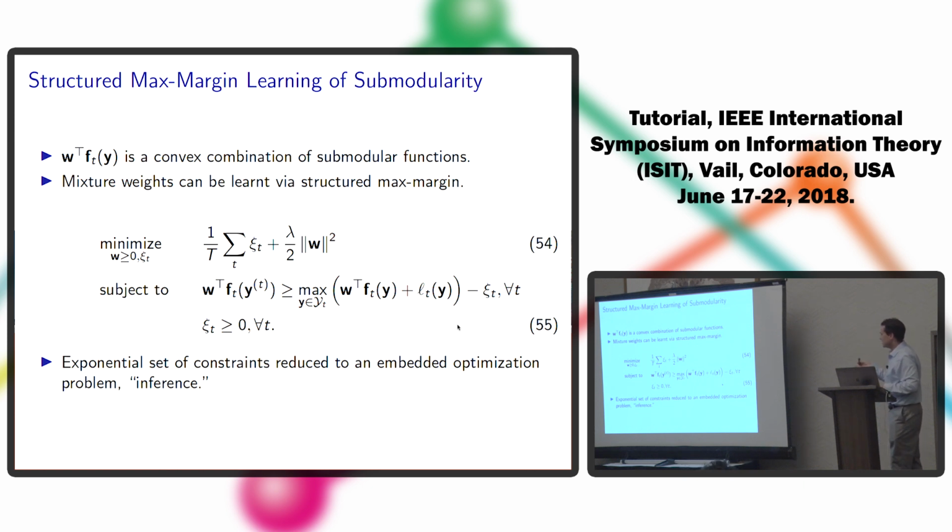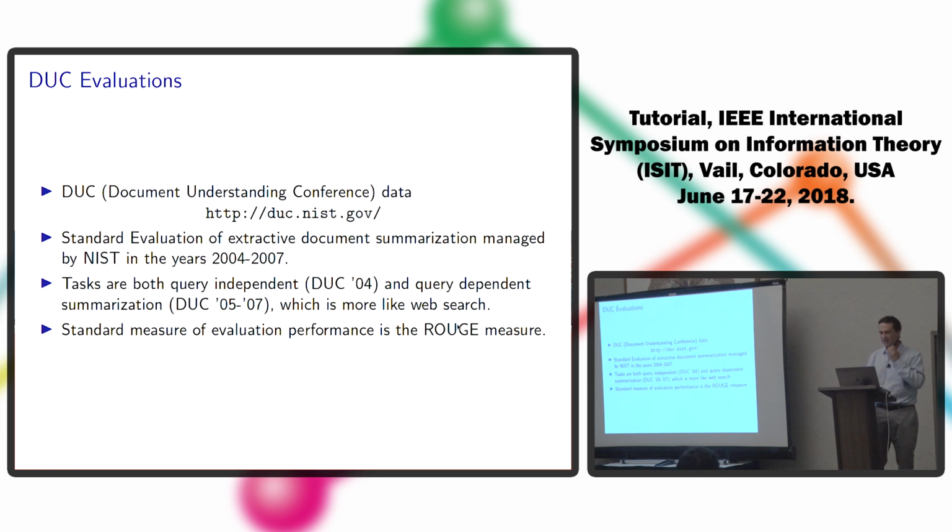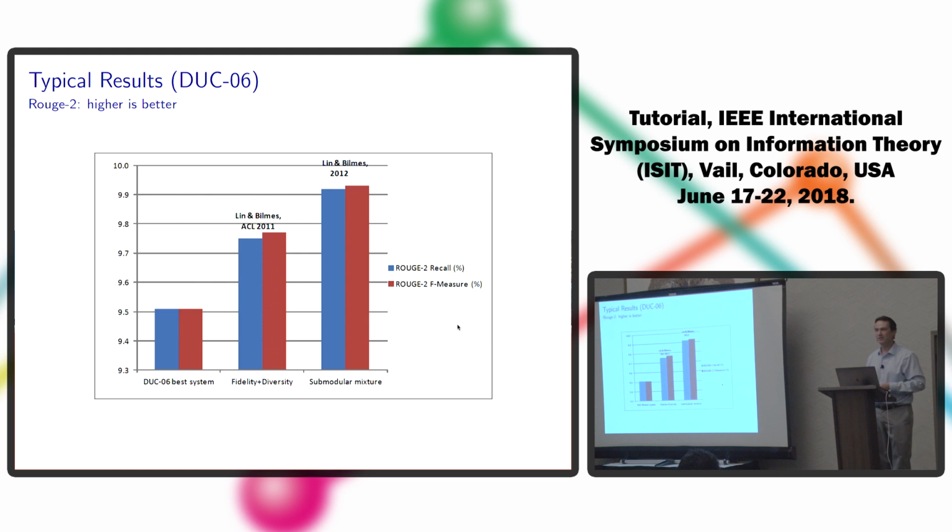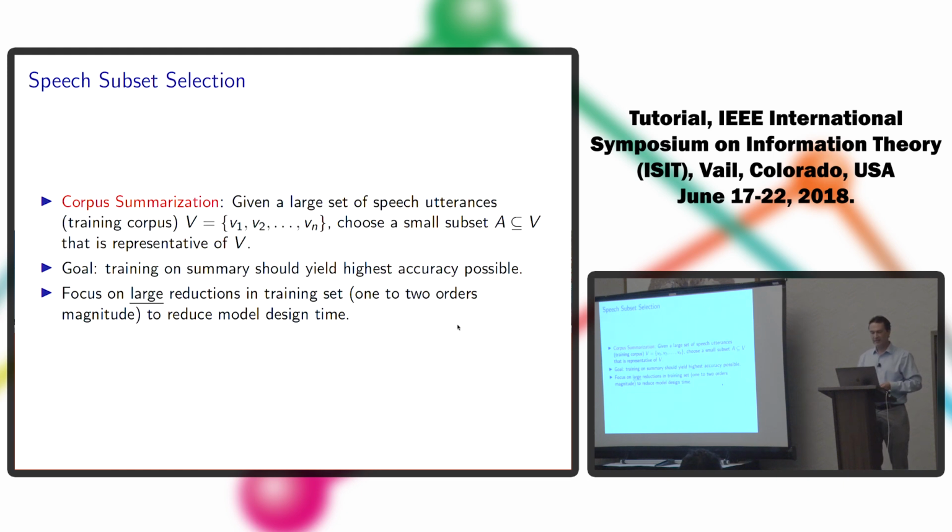Another strategy is by doing a max margin form of training. I don't have time to really go into this, but suffice it to say that it is possible, given supervised training data, to learn the mixture coefficients of a mixture of submodular functions in a way that improves its valuation on unforeseen sets. And this ended up working really well. At the time, it was actually the state of the art on this data set.